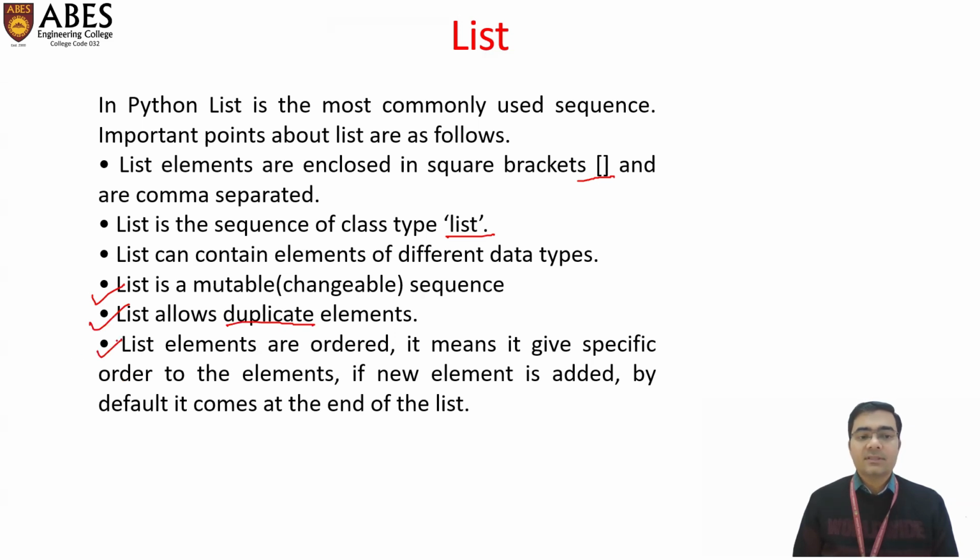The next point is this: the list elements are ordered. It means it gives a specific order to the elements. If a new element is added, by default it comes at the end of the list. Means if you add any new element in the list, then it automatically comes at the end. This will also be shown in a practical manner in this lecture.